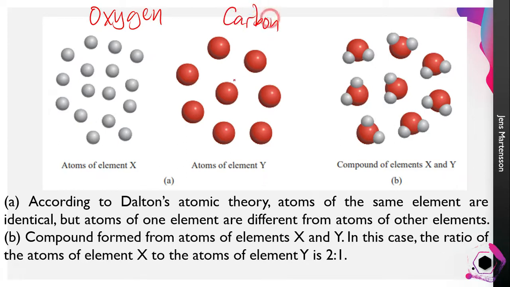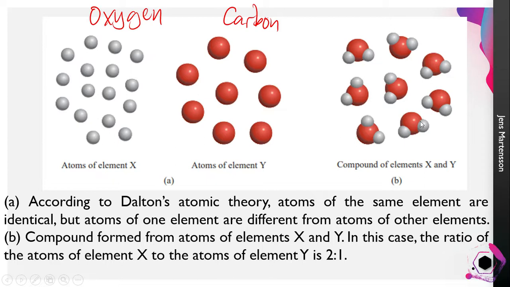According to Dalton's atomic theory, atoms of the same element are identical, but atoms of one element are different from atoms of other elements. As you can see here, using ball models of atoms, oxygen has a different structure and carbon also has a different structure. This is just an example. So a compound is formed from atoms of elements X and Y. In this case, the ratio of the atoms of element X to the atoms of element Y is 2:1.